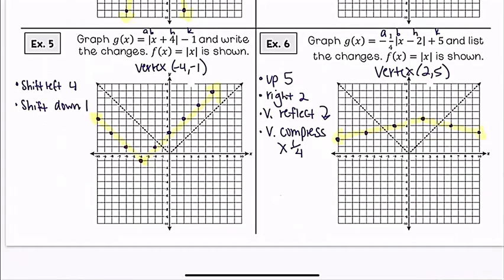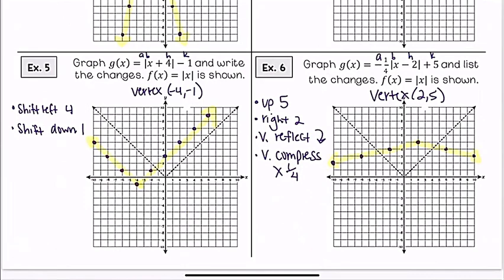And then same process for number 5 and number 6. Number 5 didn't have any changes in A or B. It stayed exactly the same as it had originally right there. The only changes were it shifted left and down. We can see that here with H and K. And then number 6 had all of them. It had all the changes except for B.